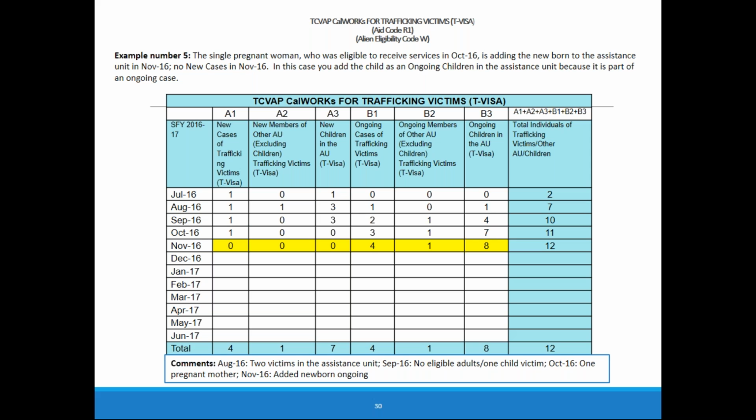On column A1, A2, and A3, enter zero because there are no new cases in this month. On column B1, enter four. That totals the number of ongoing cases from previous months. On column B2, enter one. That totals the number of other ongoing members living in the assistance unit from previous months. And on column B3, enter eight. That totals the number of ongoing children living in the assistance unit. This includes the newborn. And write in the comment section that the newborn was added for this month.